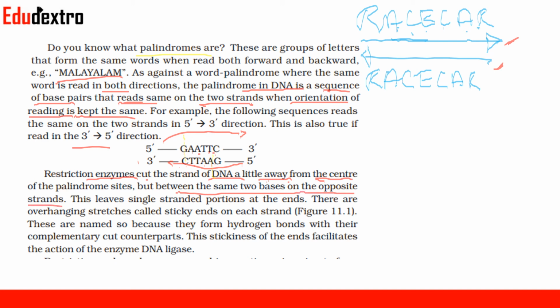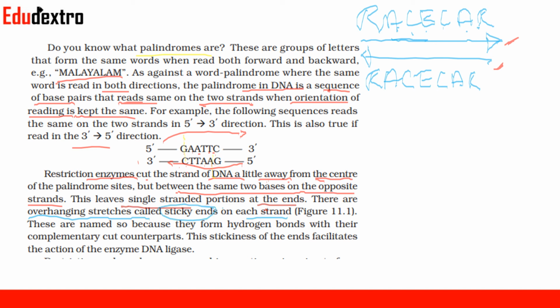Regardless of how big the DNA is or how complex the process is, you can rely on it that it will be cutting between G and A only, and not even a little away from the two bases. This leaves singly stranded portions at the ends, and these are nothing but overhanging stretches called sticky ends on each strand.